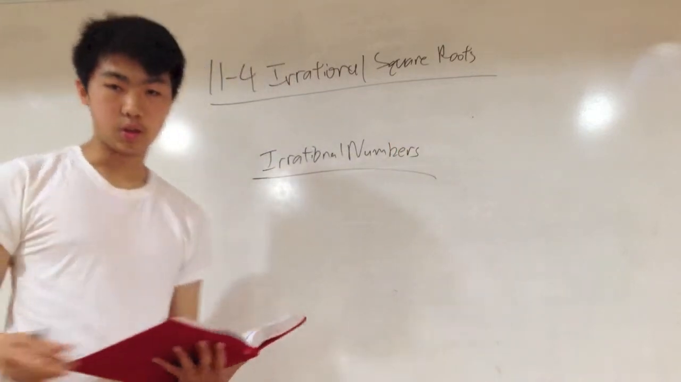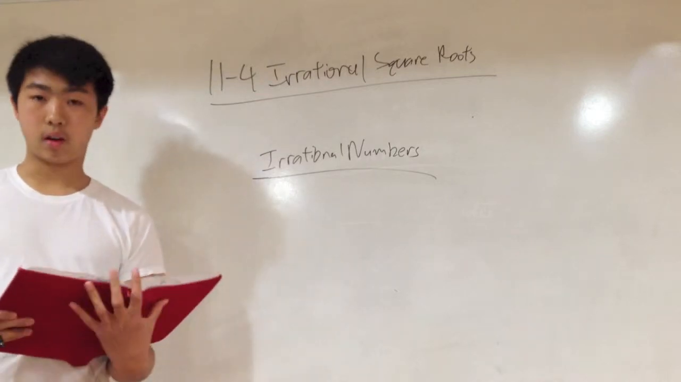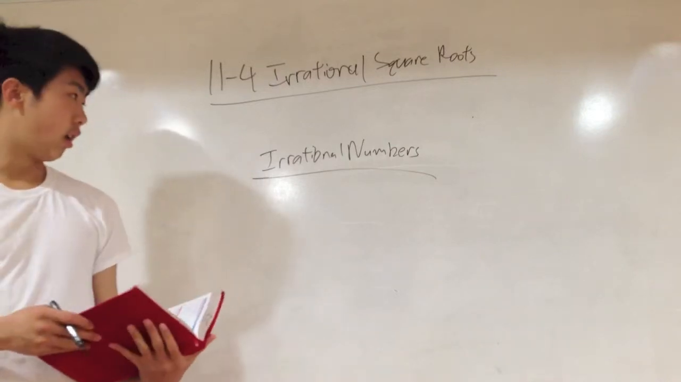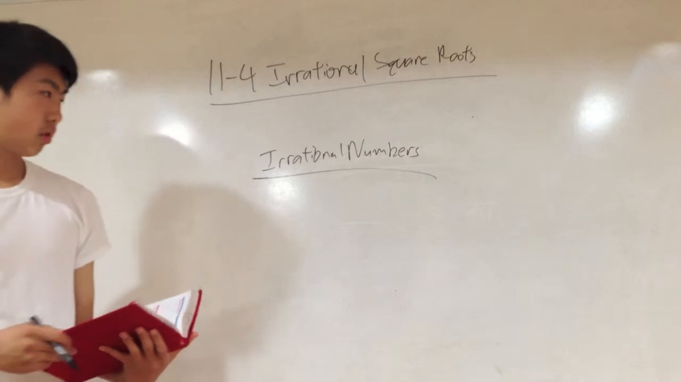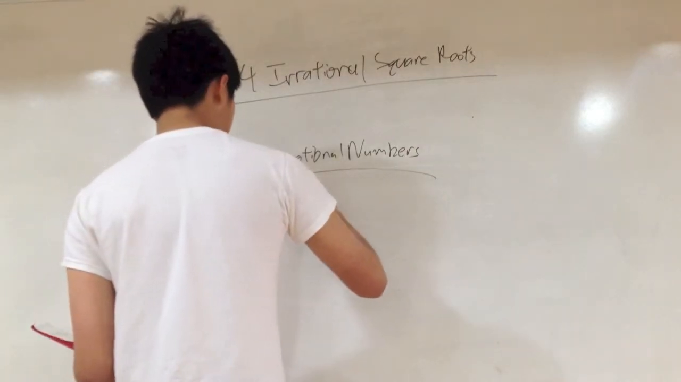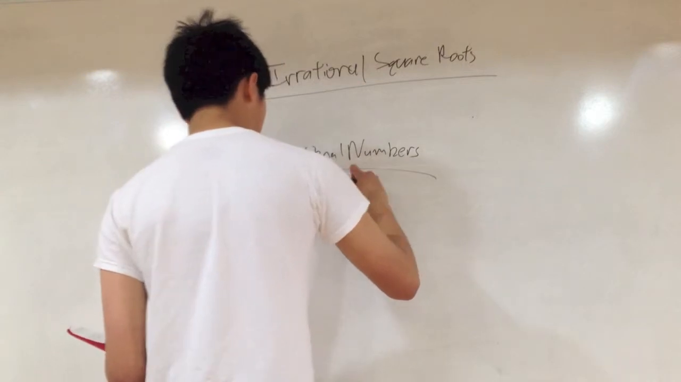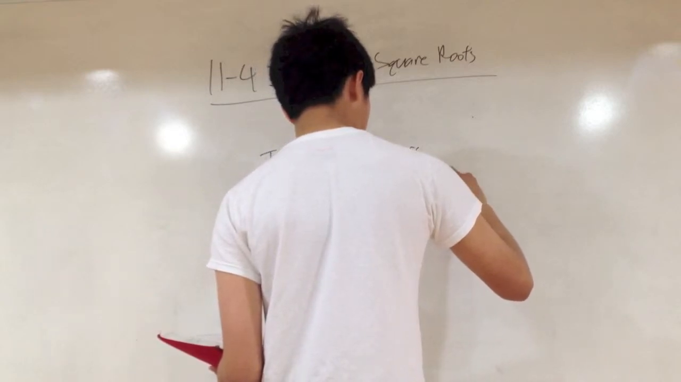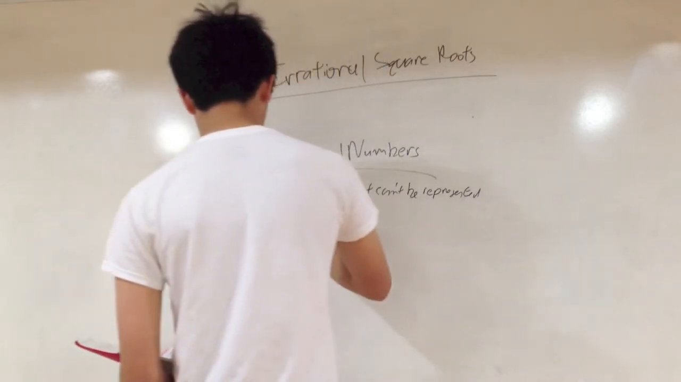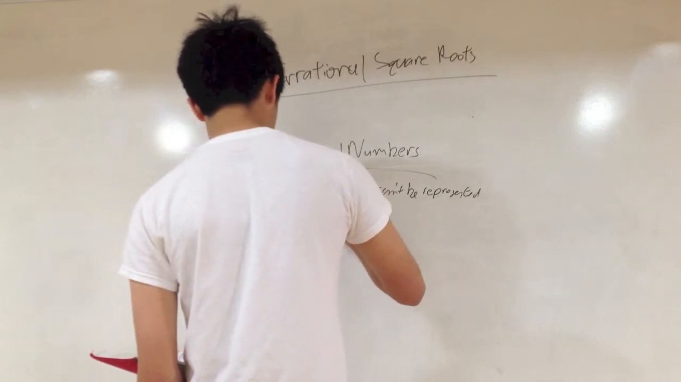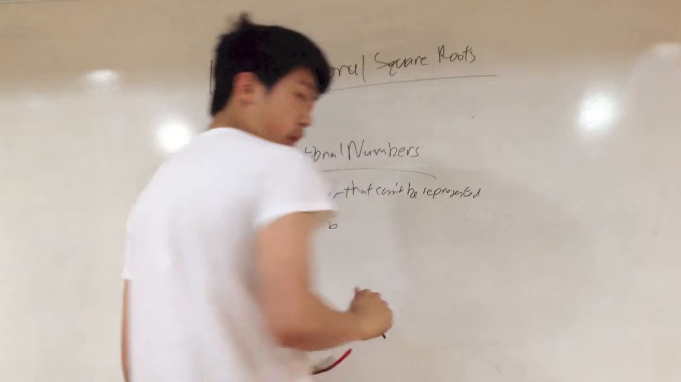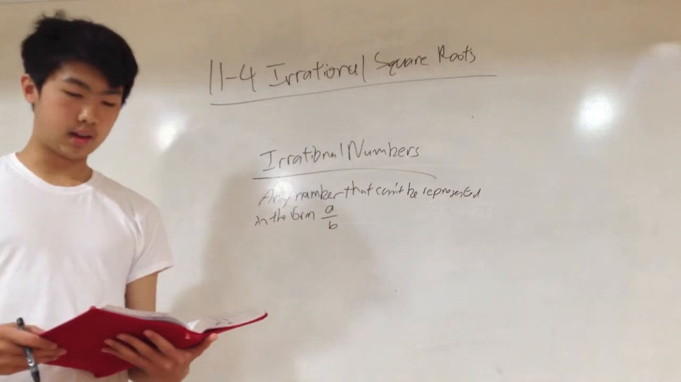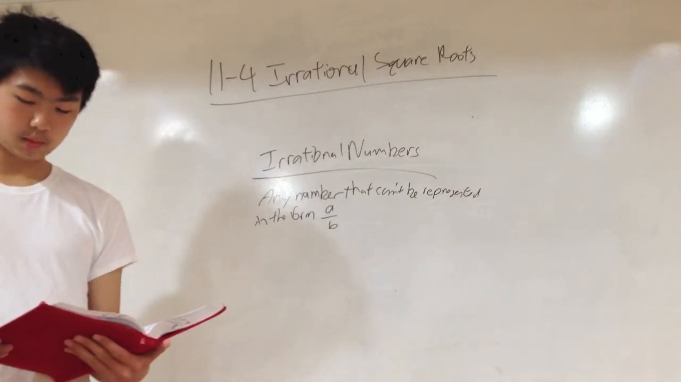Okay, so since numbers like 3, 7, and 11 aren't squares of integers, numbers like their square roots aren't in the set of rational numbers, and they're in the set of irrational numbers. And an irrational number is any number that can't be represented in the form a over b, where a and b are both integers. Their exact values can't be expressed in a repeating or terminating decimal.